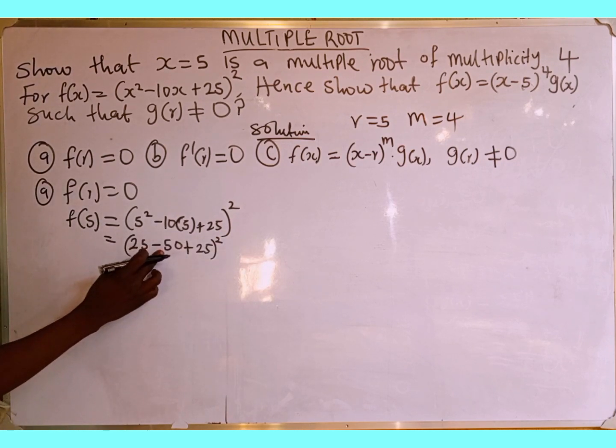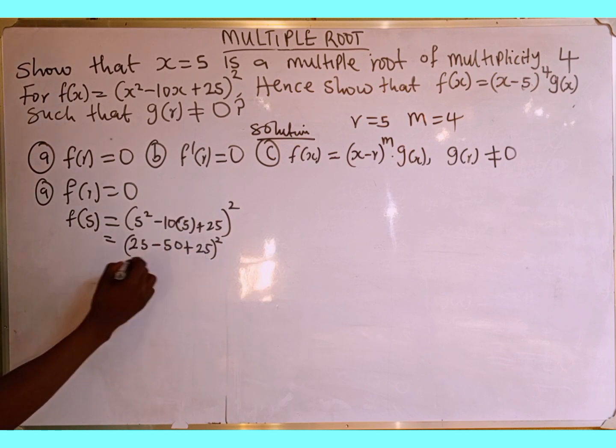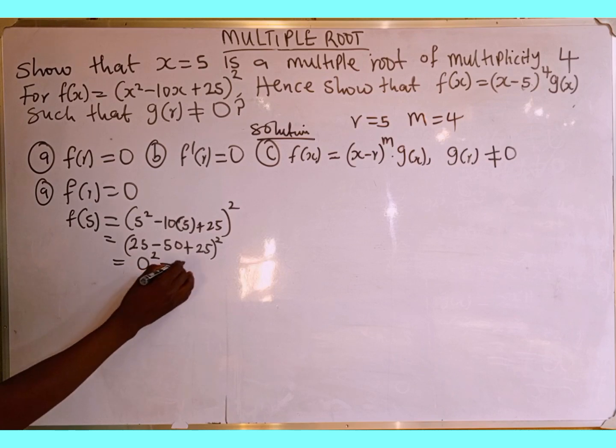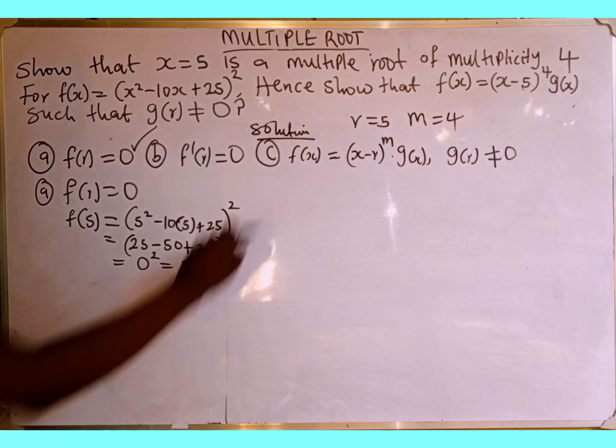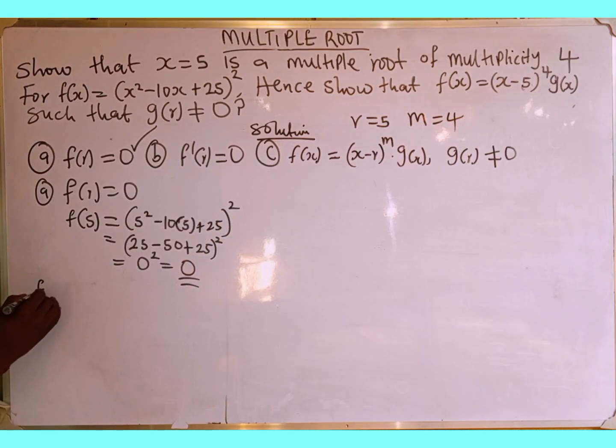So 25 minus 50 plus 25 is going to give us what? It's going to give us 0 square. And 0 square is equivalent to 0. Therefore, the first condition is satisfied. Now, let us look at the second condition. The second condition says that f prime of r is equal to 0.